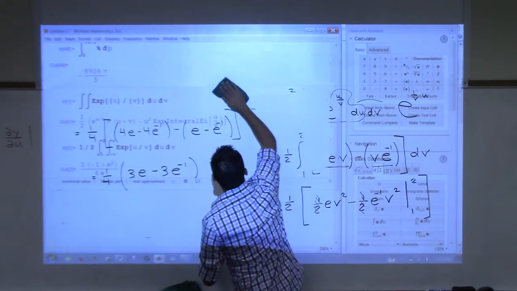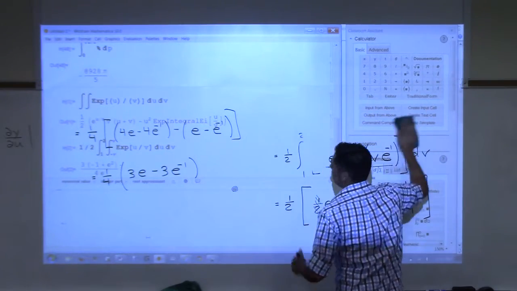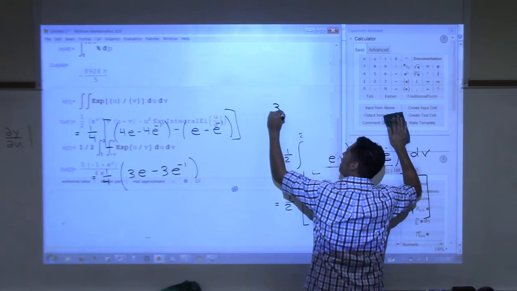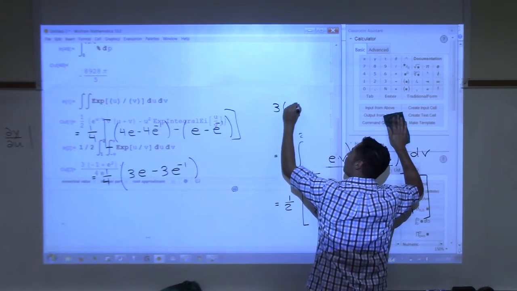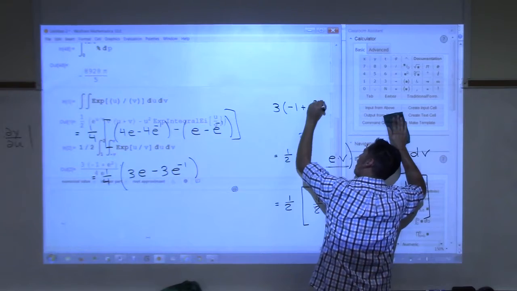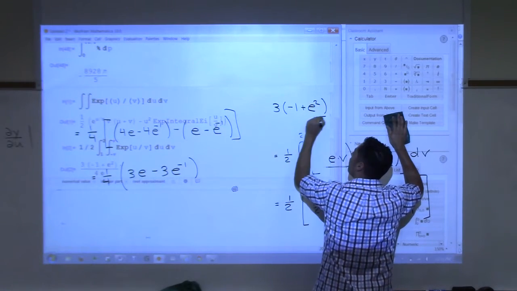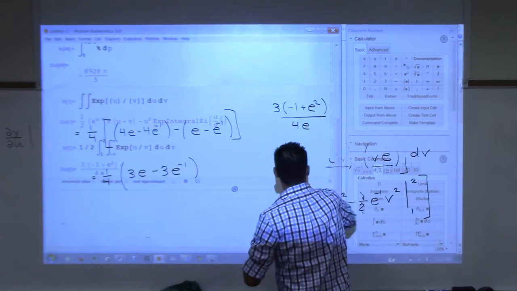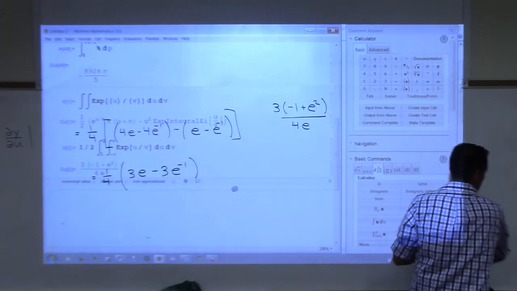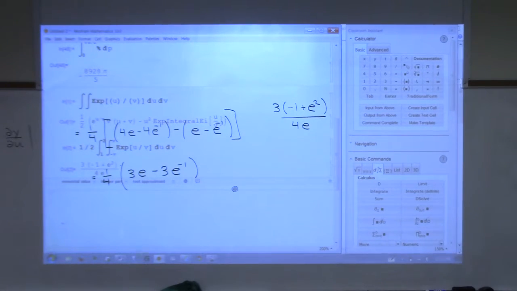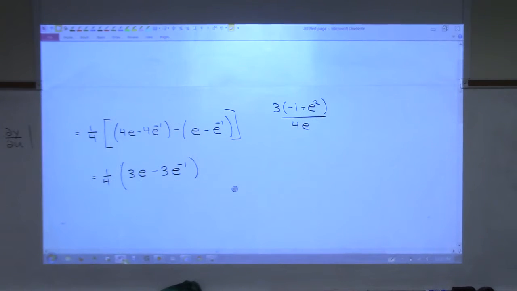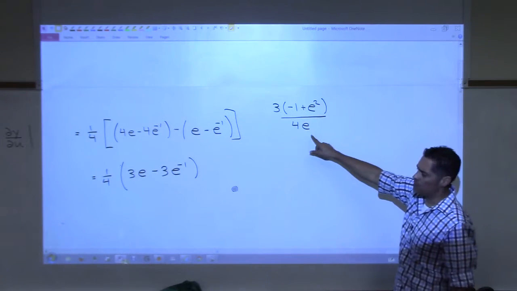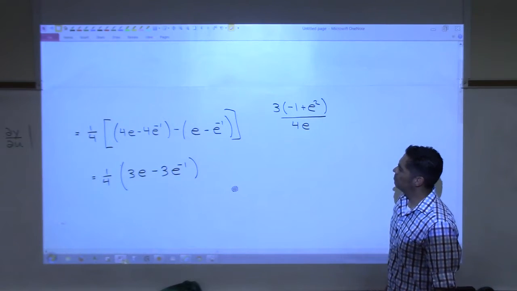How what? Yeah, the computer said the answer is 3 and then negative 1 plus e squared over 4e. Right? That's what it says. Yeah, they factored out the 3/4, but they combined the denominators. Yeah, so that's the computer's answer. So is ours right?